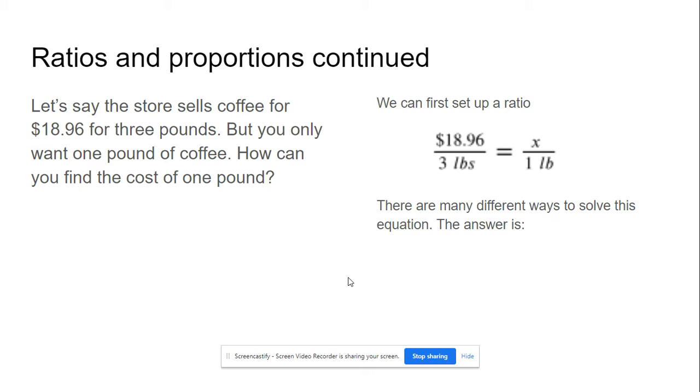Well, to go from 3 to 1, you could subtract 2, but remember that in proportions, the relationship has to do with multiplication. So to get from 3 to 1, you have to divide by 3. And so we can divide 18.96 by 3. Another way would be to cross multiply. 18.96 times 1 equals 3x, and you set up an equation, and then you solve the equation by dividing 18.96 by 3.